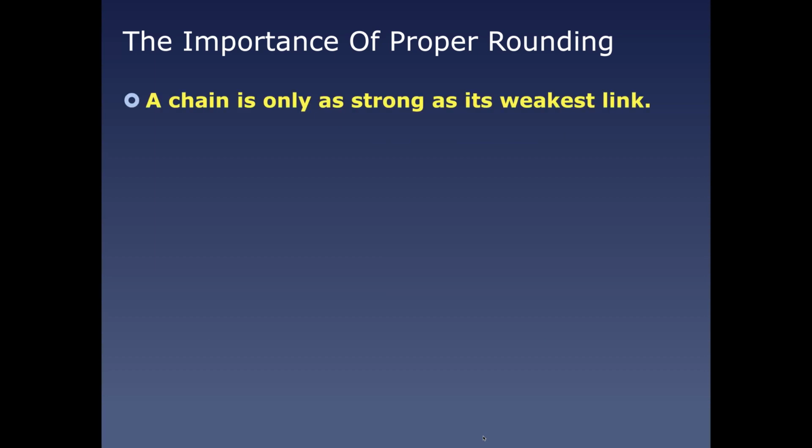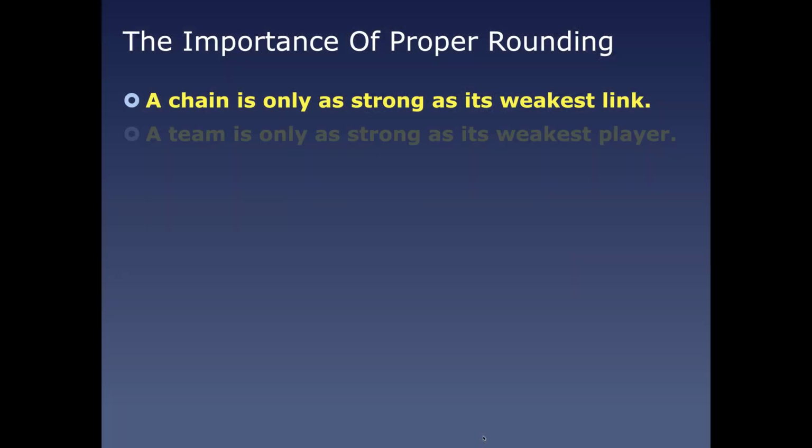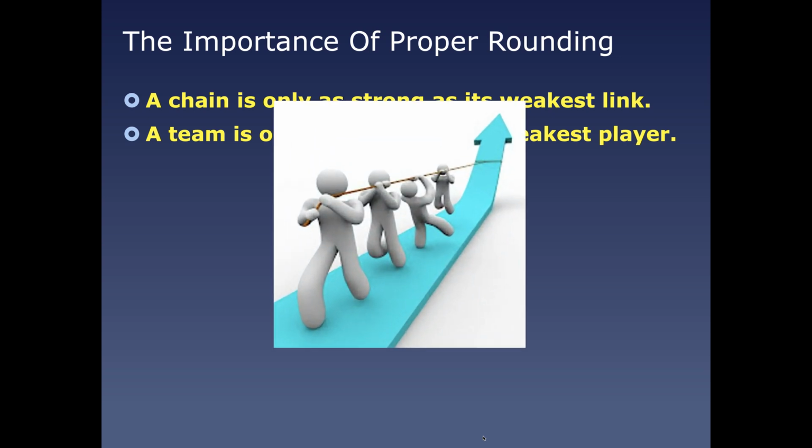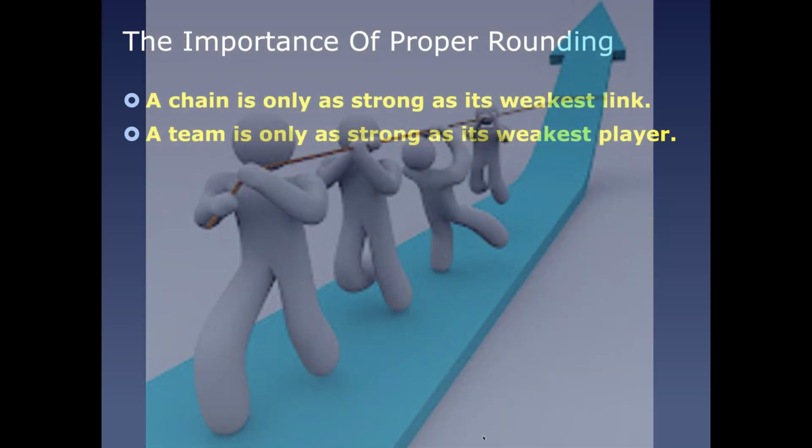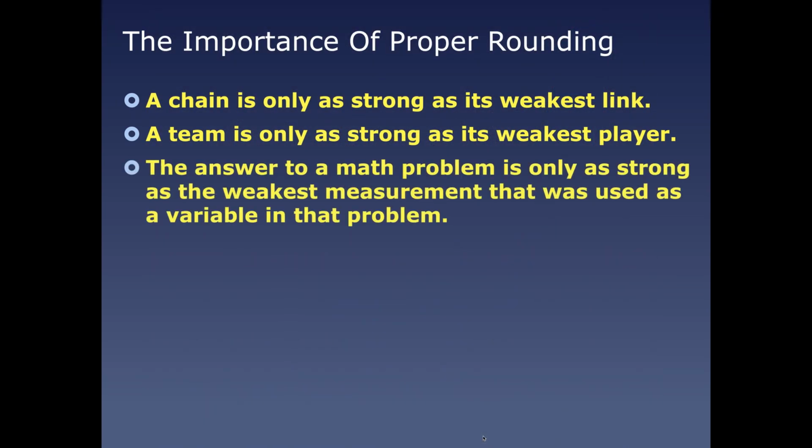Now, the importance of proper rounding. As you know, a chain is only as strong as its weakest link, and a team is only as strong as its weakest player. And of course, the answer to a math problem can only be as strong as the weakest measurement that was used as a variable in that problem.